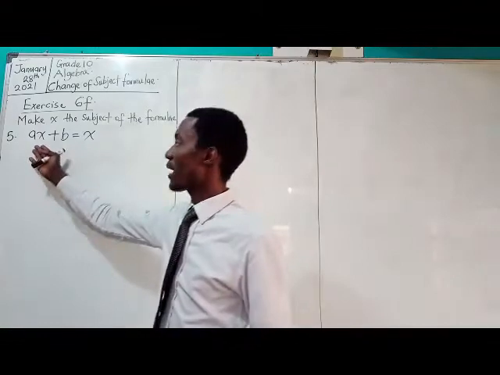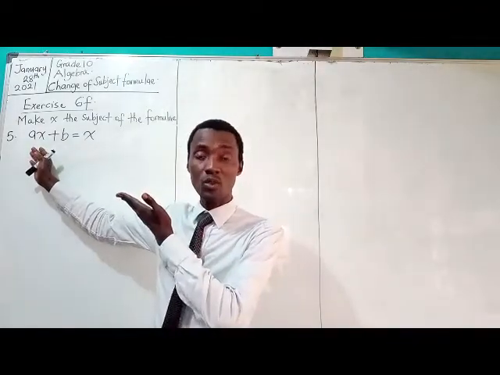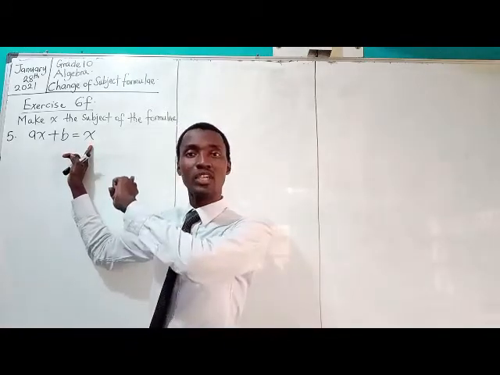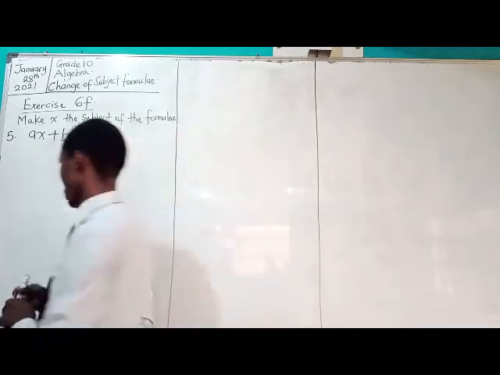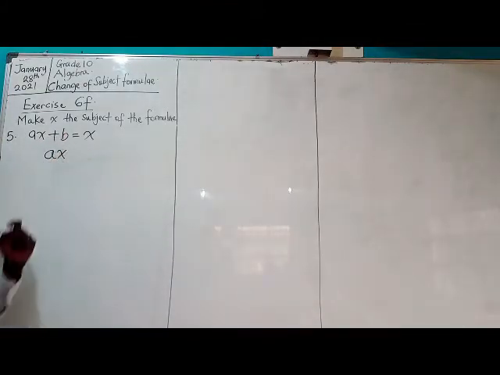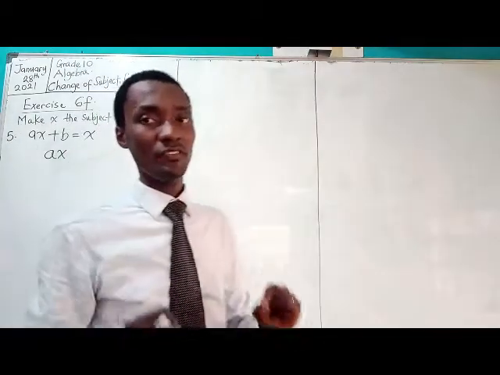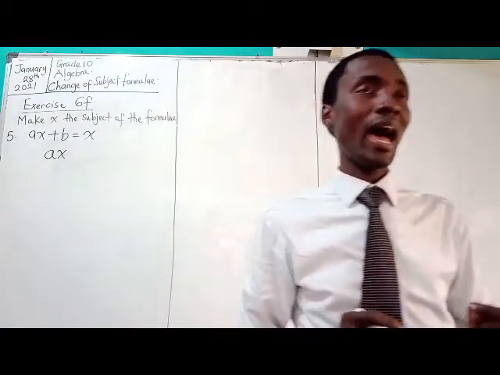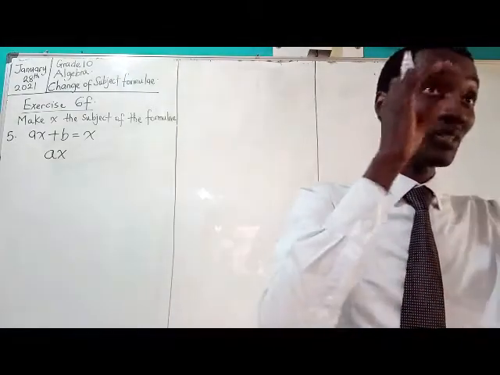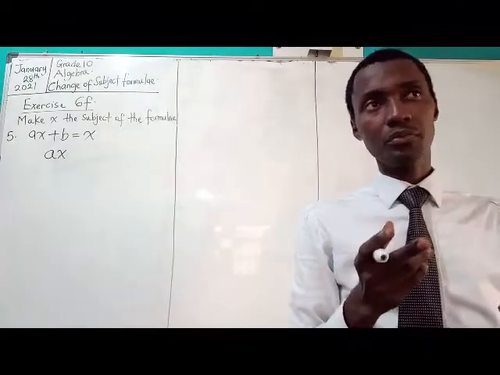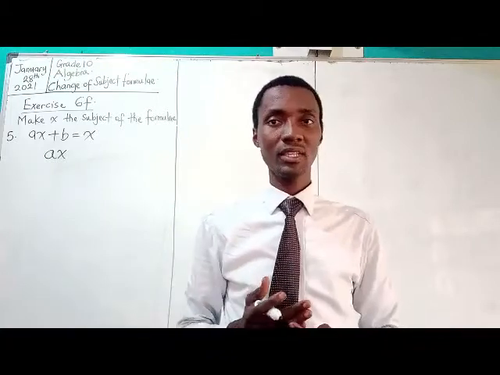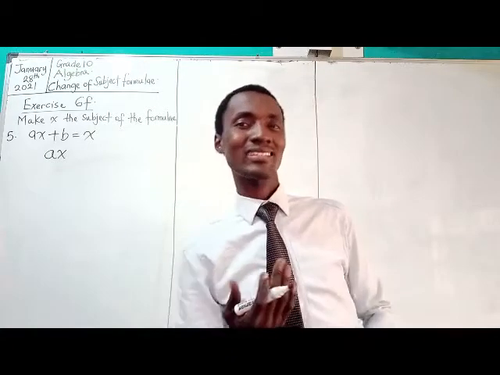I already have a part of the subject on my left hand side. So what I need to do is to bring the other subject to my left hand side. So that would mean that this will be AX. Now, I've been using the concept of additive inverse. What's an additive inverse? I think of a number such that when I add it to itself, it gives me zero. So the additive inverse of 1 is negative 1. It's like saying, what is the bad side of you?